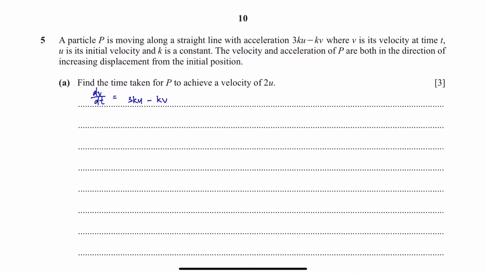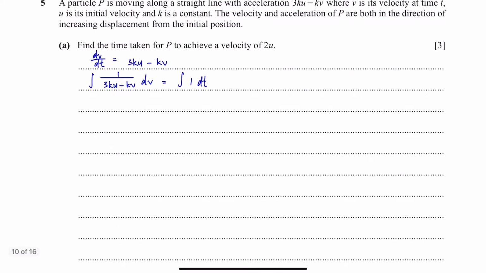And we will need to separate them. So we have the integration of 1 over 3ku minus kv dv is equal to integration of 1 dt. So for this part, all these are just constants. So we have negative 1 over k ln 3ku minus kv is equal to t plus c, which is a constant.